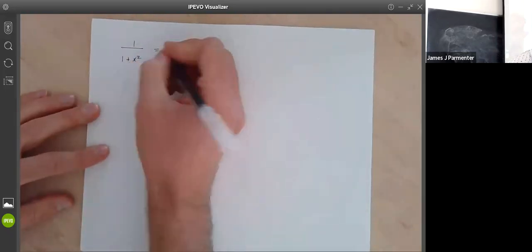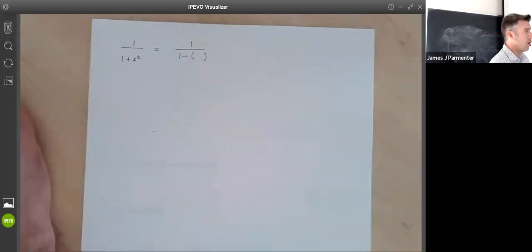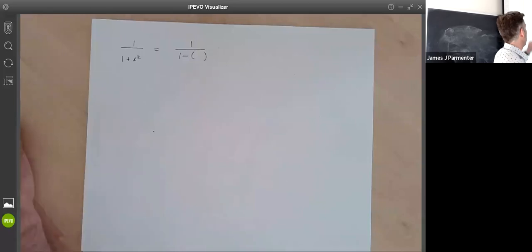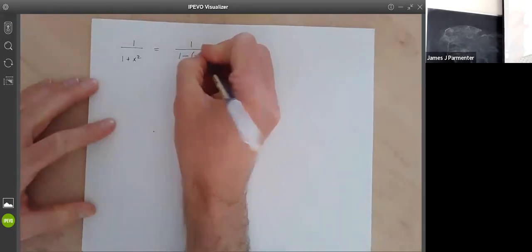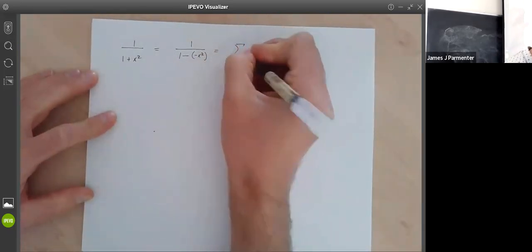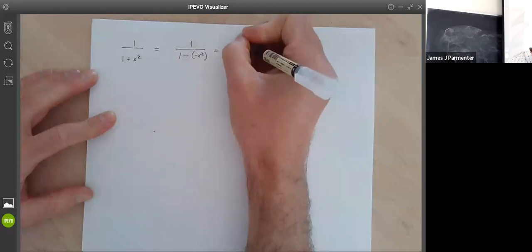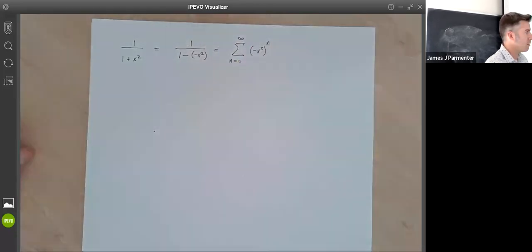I want to make it look like 1/(1 minus something). That is always what I'm trying to do, because I know that 1/(1 minus something), or really the top doesn't have to be 1. You can have anything else on top. Something over 1 minus something is key. Something over 1 minus something is the sum from n equals 0 to infinity of that ratio to the nth power.